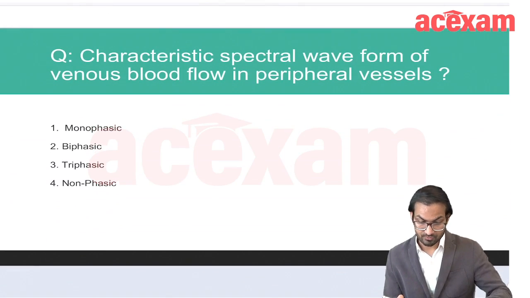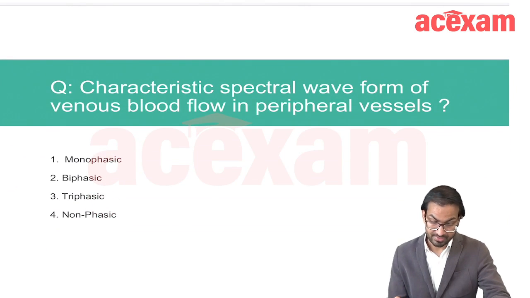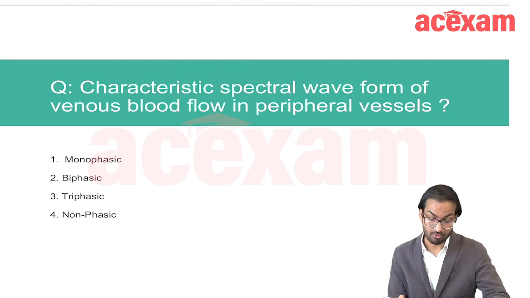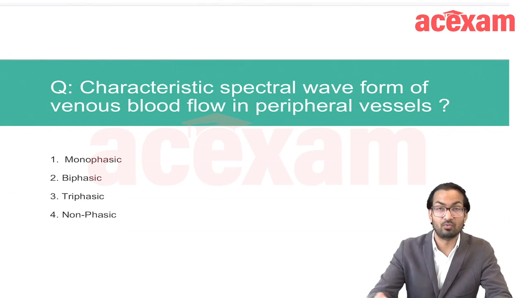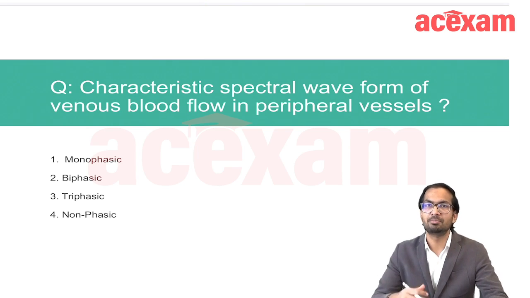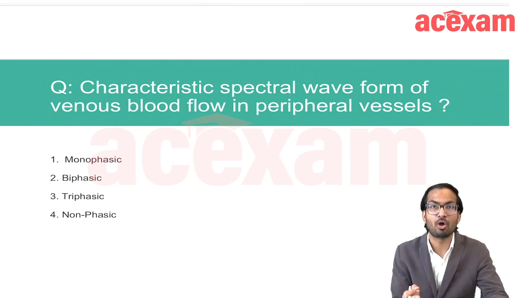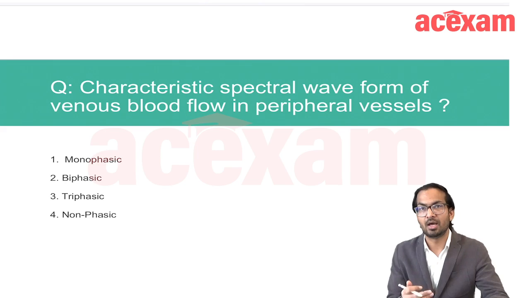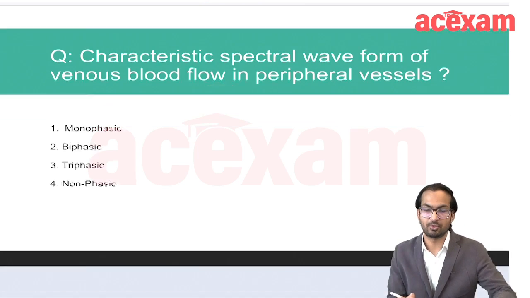Let's come to the next question, which was asked recently: what is the characteristic spectral waveform of venous blood flow in peripheral vessels? So this is probably one of the most important topics in ultrasound, or maybe from radiology, where you need to understand the principles of Doppler and how Doppler works. What are the basic things you need to know about Doppler? I'll quickly go through it, and then let's come back to this question.